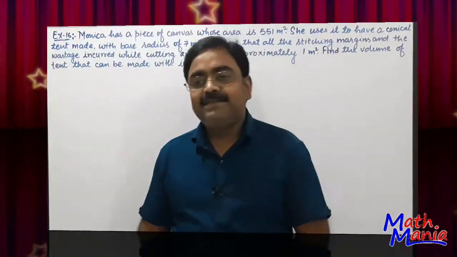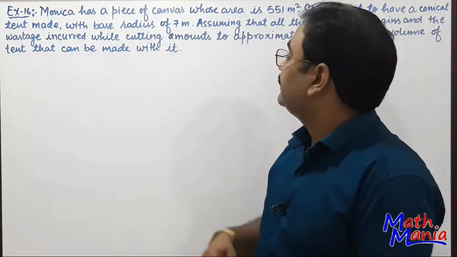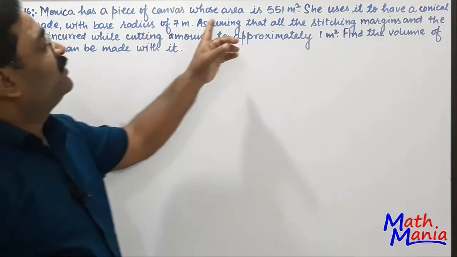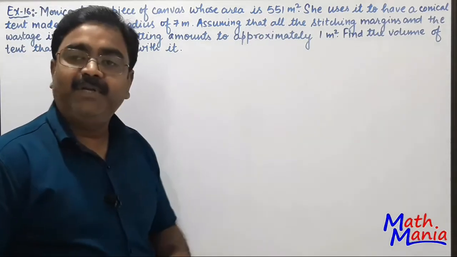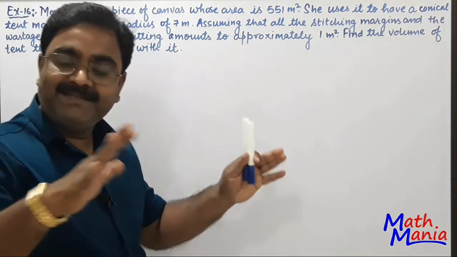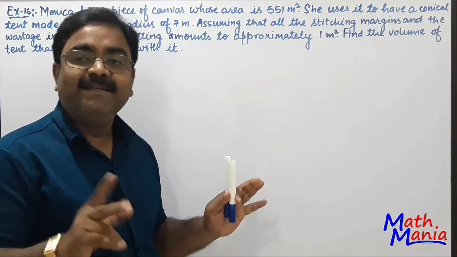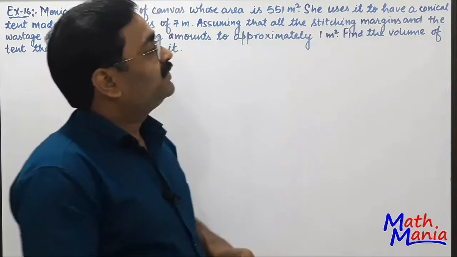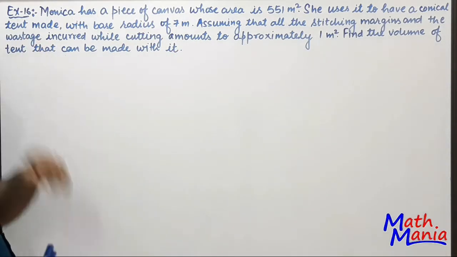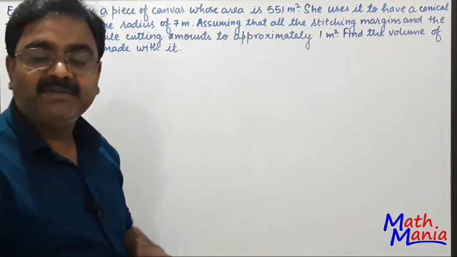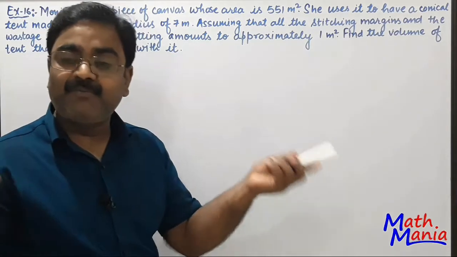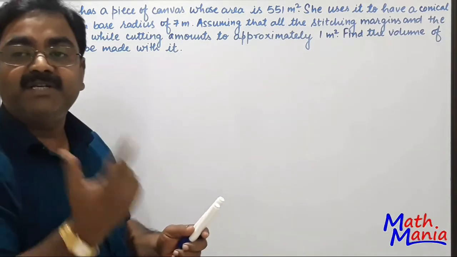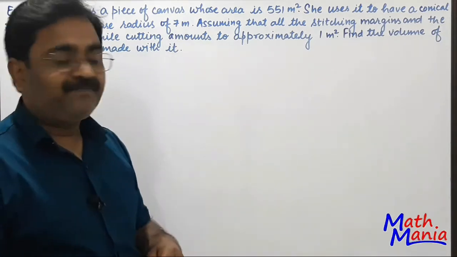Okay friends, let's see example number 16. In this it is given, Monica has a piece of canvas whose area is 551 meters square. She uses it to have a conical tent made with base radius 7 meter. She wants to make a tent with the help of this canvas, whose radius of base will be 7 meter, right?